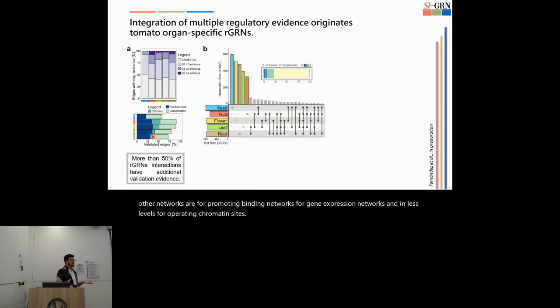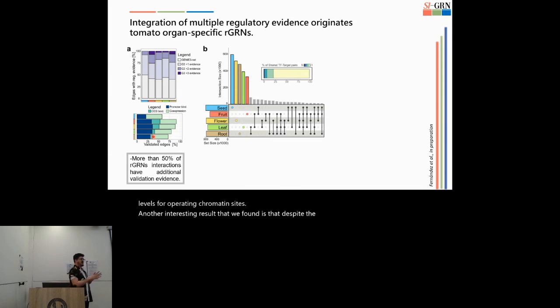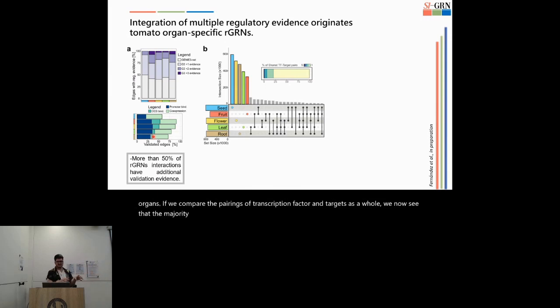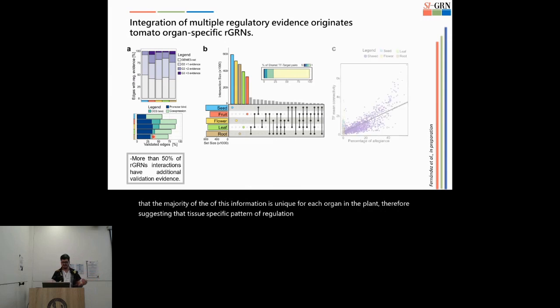Another interesting result that we found is that, despite the contrasting result that I mentioned before, that genes and transcription factors are mostly shared between different organs, if we compare the pairings of transcription factors and targets as a whole, we now see that the majority of this information is unique for each organ in the plant, therefore suggesting a tissue-specific pattern of regulation between targets and transcription factors.